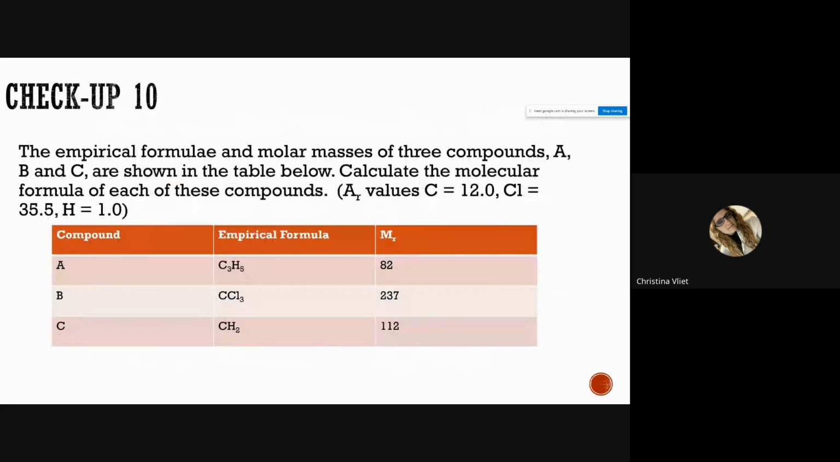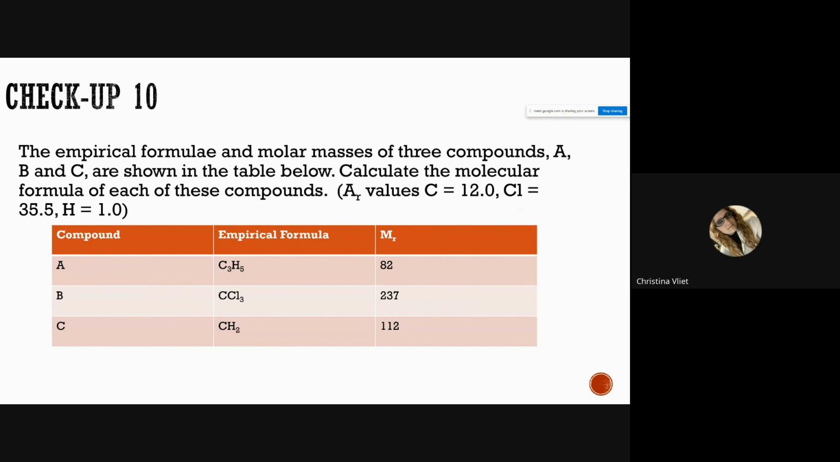So I'm going to be quick here. Check up 10. The empirical formulae and molar masses of these compounds are shown. Can you figure out the molecular formula for compound A, compound B, and compound C? And I've given you some space to solve. What would we do for compound A, now that I've shown you one time?